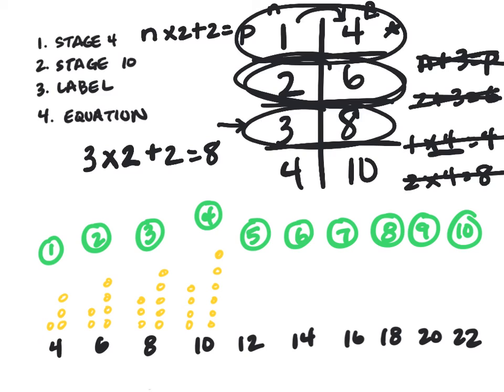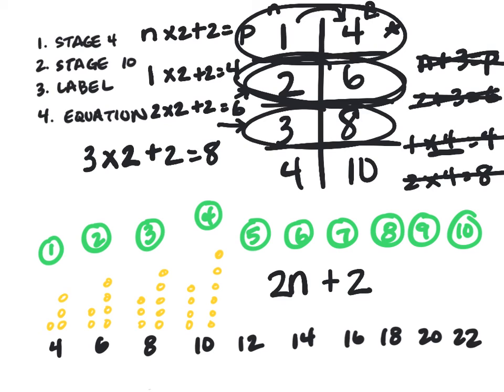All right, so let's use this one. 1 times 2 is 2, plus 2 is 4. So that statement is true. Let's try it with this one. 2 times 2 is 4, plus 2 is 6. Perfect. I can continue trying, or I can say, well, it worked 3 times, so I'm going to go with it. My equation is n, the stage number, times 2, 2n, plus 2 is equal to the number of pineapples in each stage.